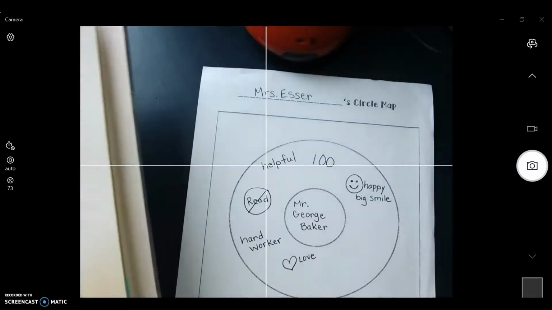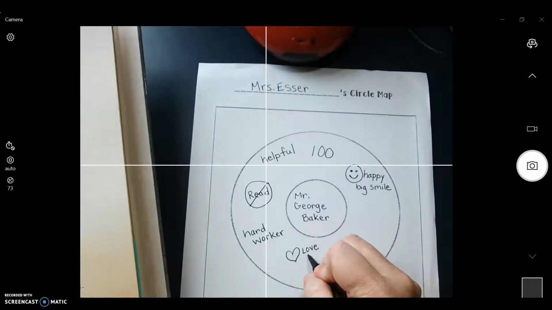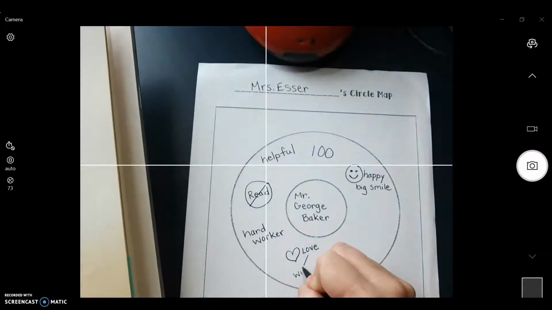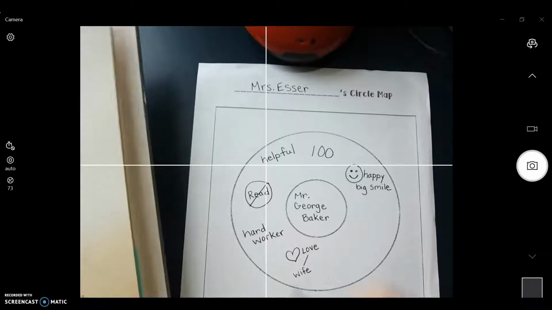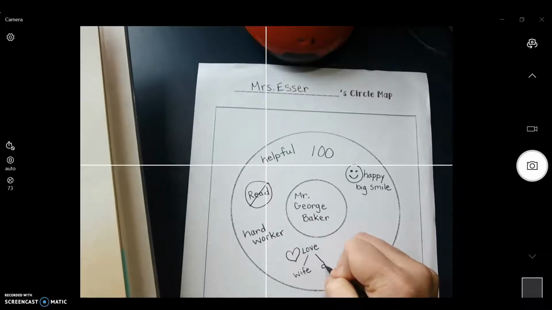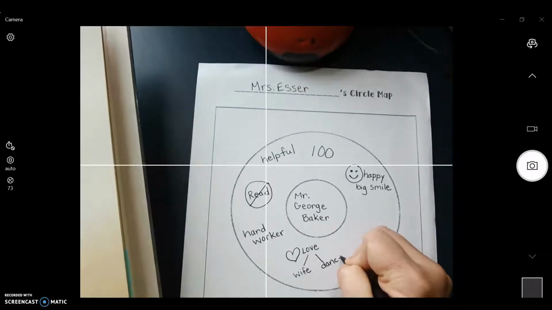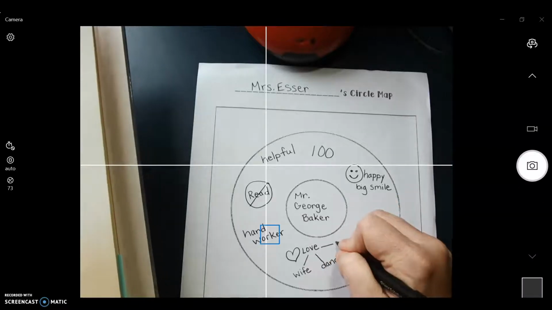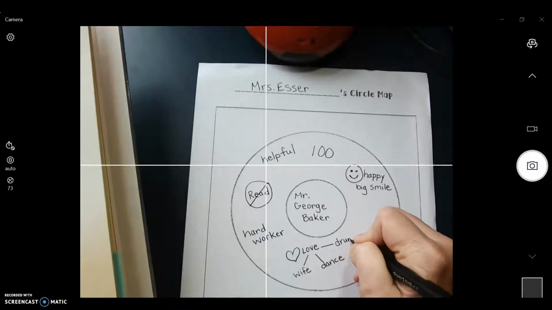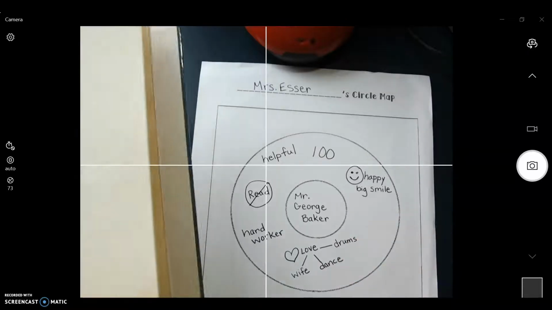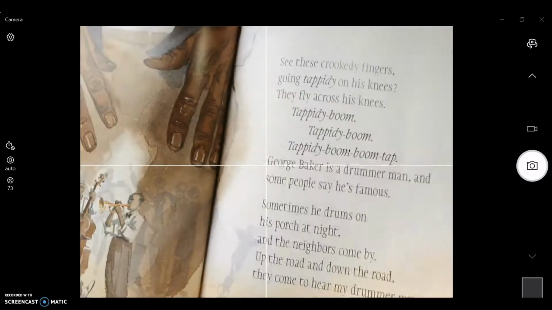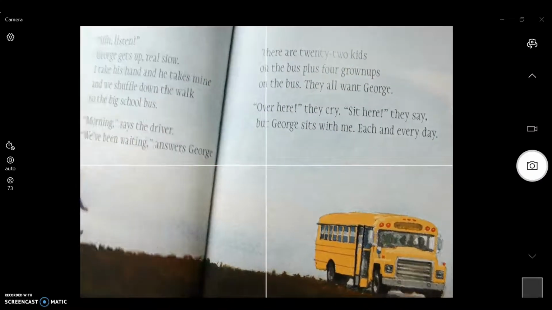Okay? So over here, you could write that he loves music. So why don't we do that? What are the things that he loves? He loves his wife, right? He loves to dance. And he loves the drums. So now we've learned a lot about Mr. Baker. Seems like a pretty happy guy. All right, let's see what happens.